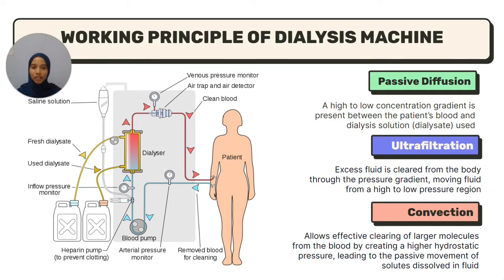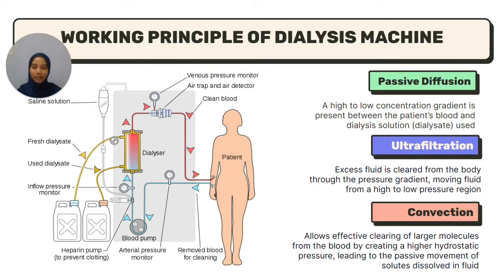For passive diffusion, a high to low concentration gradient is present between the patient's blood and the dialysis solution, which is the dialysate used. For ultrafiltration, excess fluid is cleared from the body through a pressure gradient, moving fluid from high to low pressure regions. Convection allows the effective clearance of larger molecules from the blood by creating a higher hydrostatic pressure, leading to passive movement of solute in fluids.